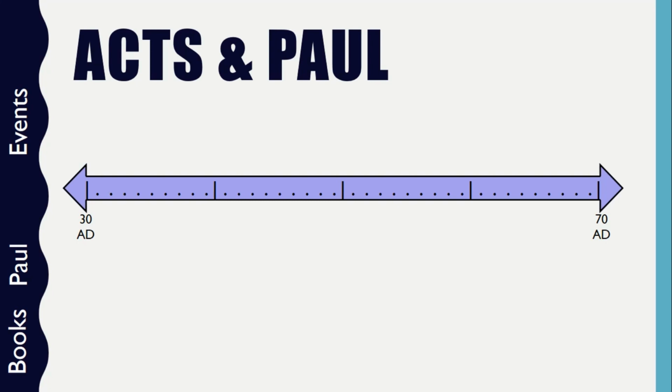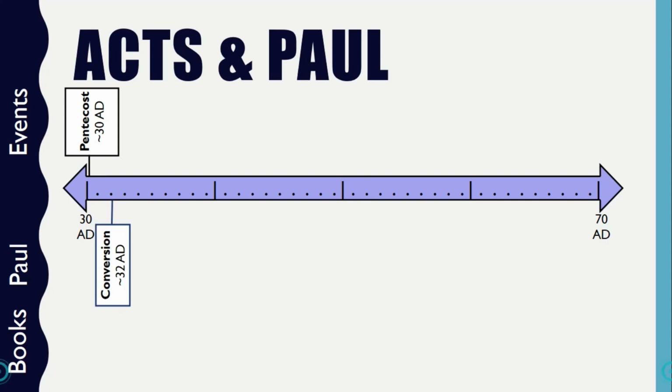The next section I want to talk about is Acts and Paul. And this is most of the New Testament timeline. There are only a few more events that happen after the end of this timeline at 70 AD. I want to talk about 3 different kinds of events on this timeline. First is events, big events for the whole church. Then I want to talk about the life of Paul below the timeline, and beneath that the books written by Paul.